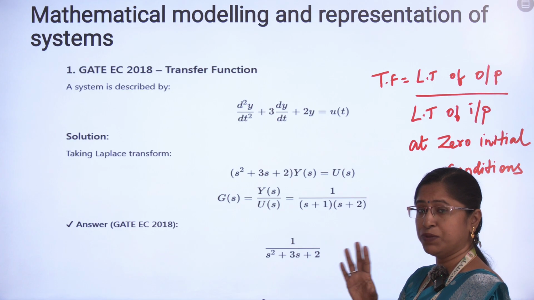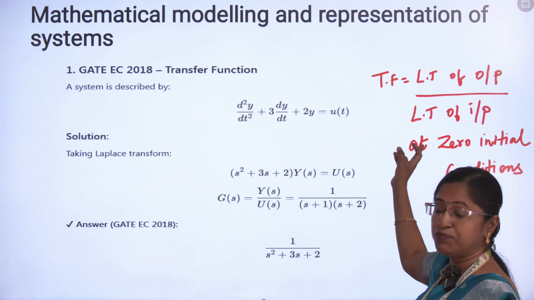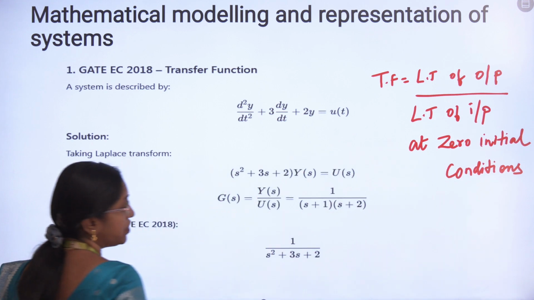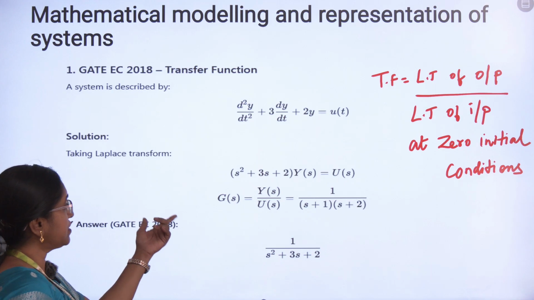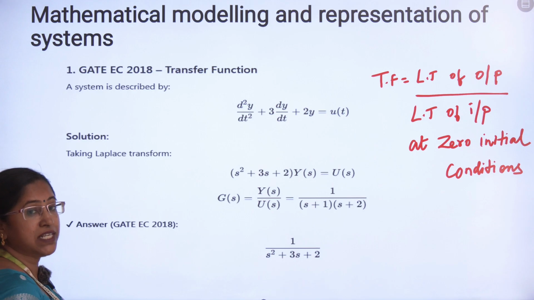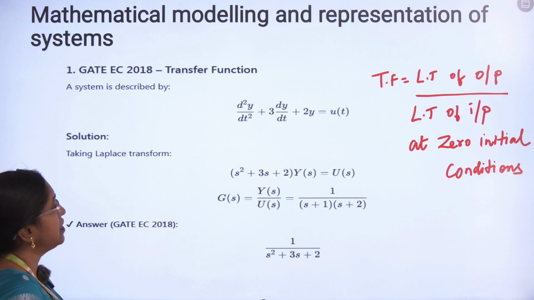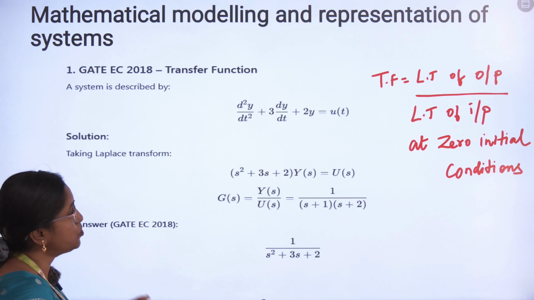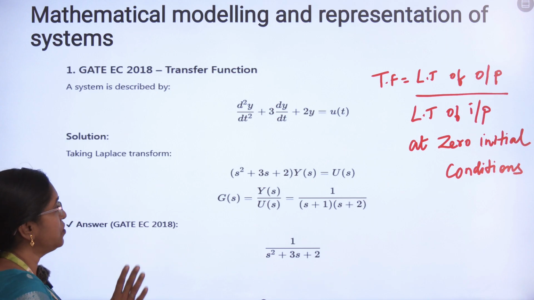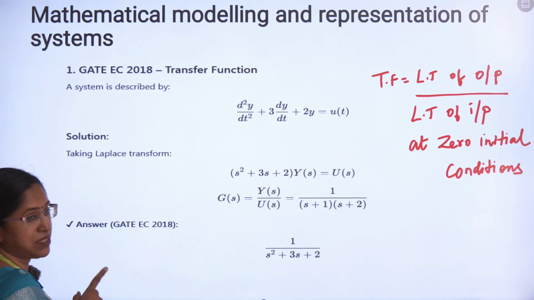For transfer function, the definition is the ratio of Laplace transform of output to Laplace transform of input at zero initial conditions. So in this case, we are going to take the Laplace transform. When you take the Laplace transform of the system, d square y by dt square will become s square into y of s, 3 dy by dt will become 3 into s into y of s, plus 2y will become 2 into y of s, which is equal to the Laplace transform of u of t, which is u of s. So we take y of s commonly, and we get s square plus 3s plus 2.